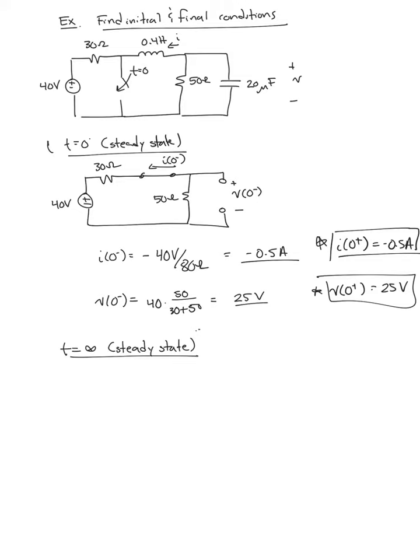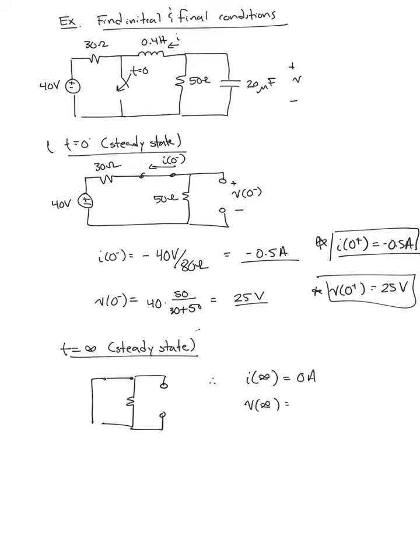Okay, so next we look at the time going off to infinity, or at least long enough such that we can assume steady state. When the switch is closed, we're shorting out the 40 volt source and 30 ohm resistor. Inductor looks like a short, capacitor is an open. Note that there are no sources in this problem, therefore the final current has to go to 0 amps and the final voltage has to go to 0 volts in steady state.